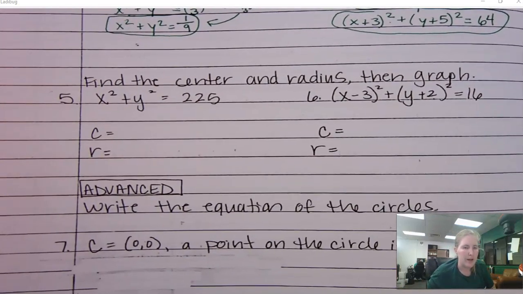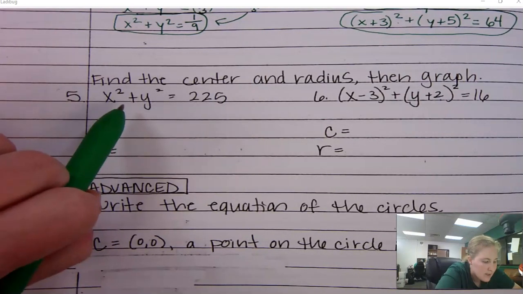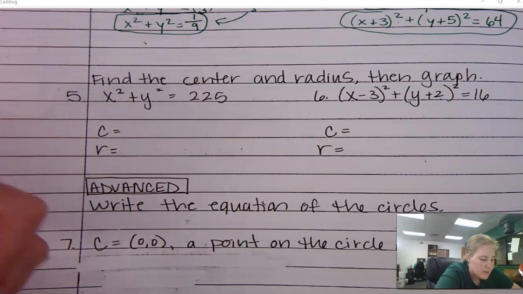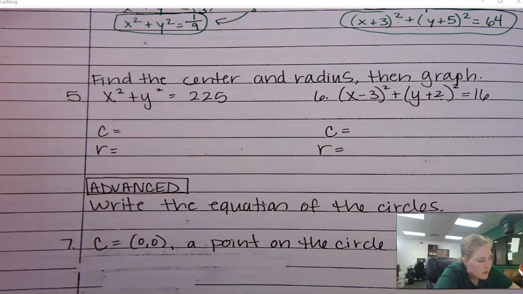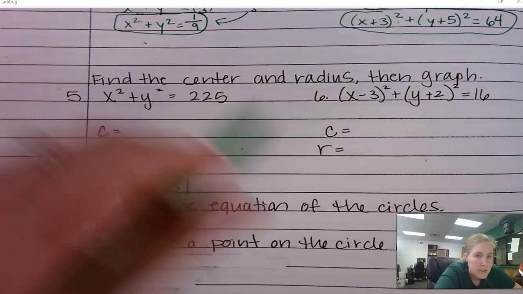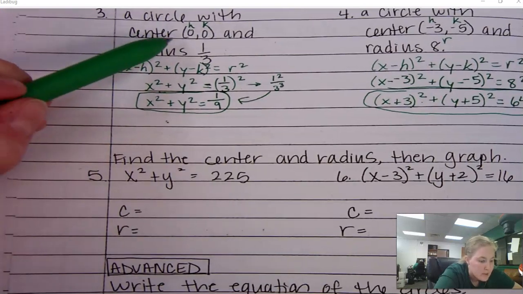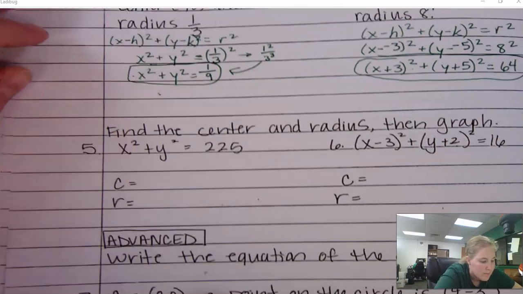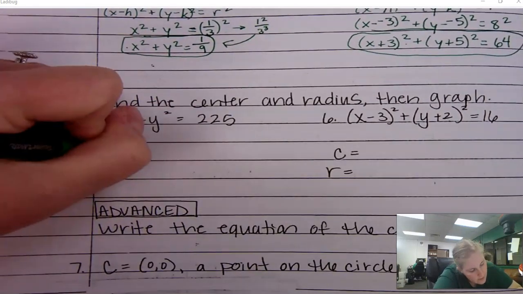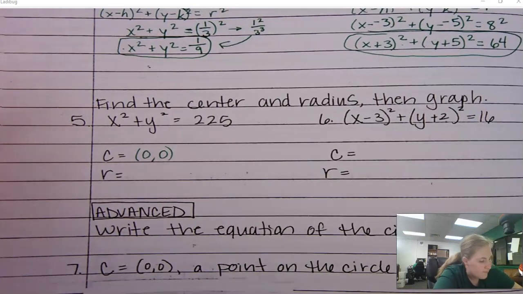Alright, let's move on to example. Alright, for these, we're just working backwards. We're given the equation. We want to go backwards and find the center and the radius. So we want to find our H and K. For this one, if you'll notice, number 5 is a lot like 3. So anytime the center is 0, 0, we will end up with just x squared plus y squared. And that's what we have here. So we know that our center is 0, 0 for this example.